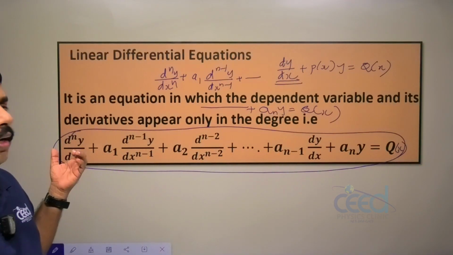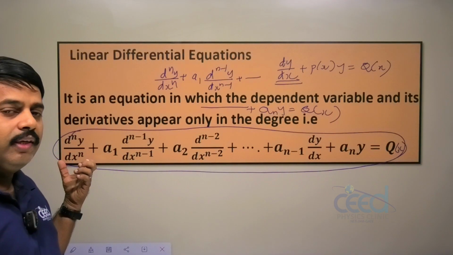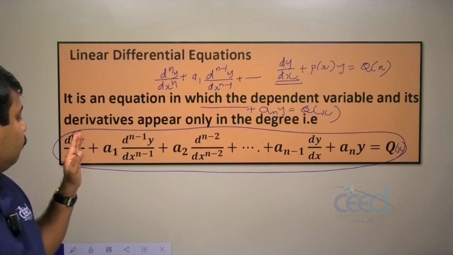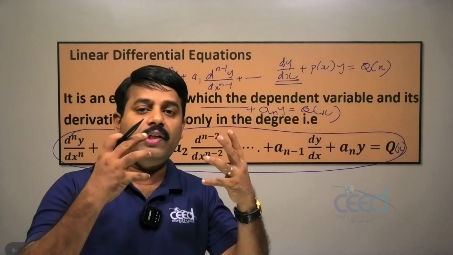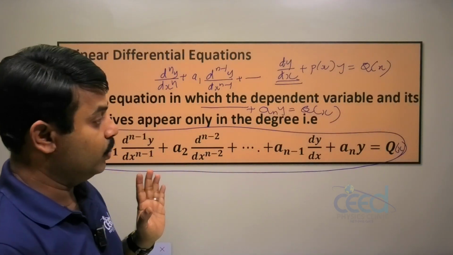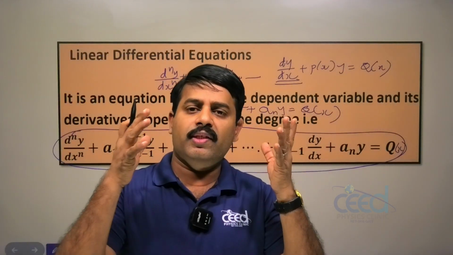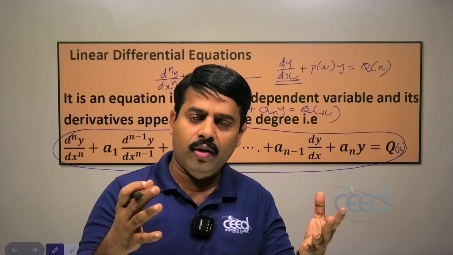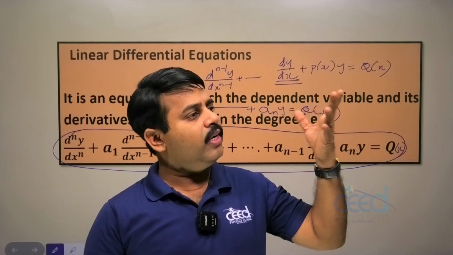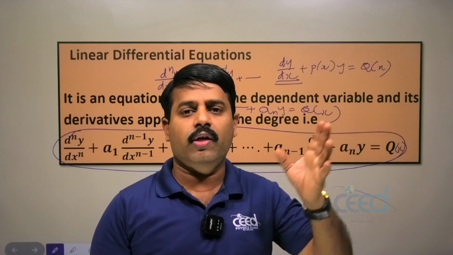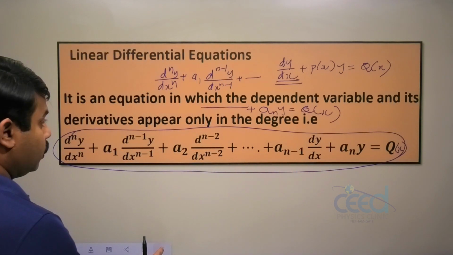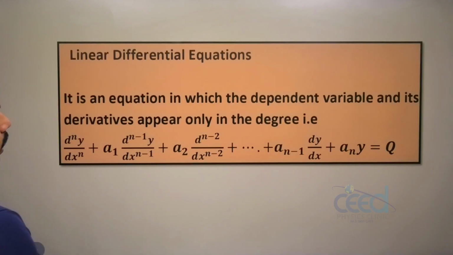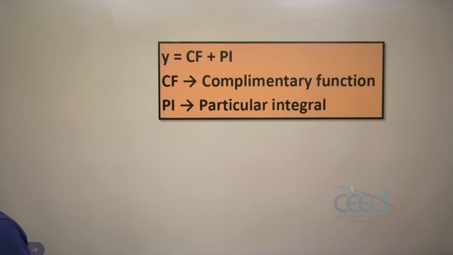Here the nth derivative, d^n y/dx^n, is present in the equation. This may be a second order or third order differential equation. How do we solve this kind of higher order differential equation? We have different methods, so let us go directly to the method.